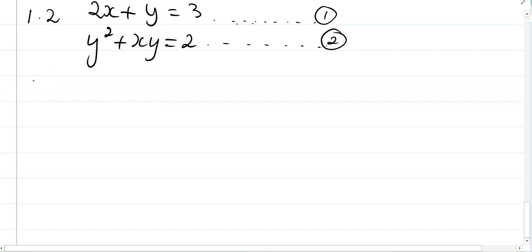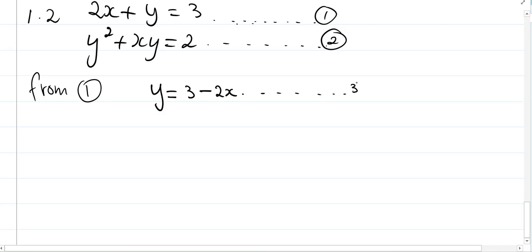So I'm going to, from equation 1, make y the subject of the formula. So meaning that I take this 2x to the other side. It was positive. When it goes to the other side, it becomes negative. So I call this my equation 3. From here, I substitute equation 3 into equation 2.